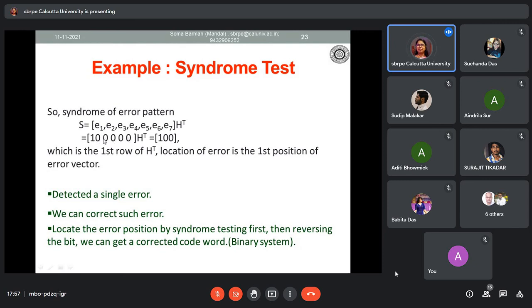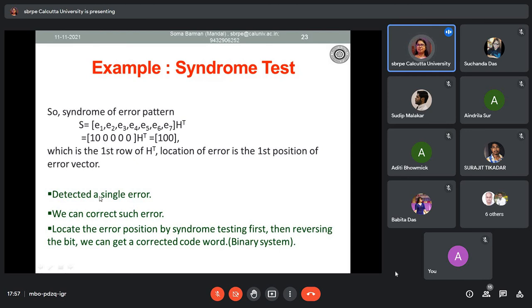So that means in the first position of your H matrix, there is an error. So the first bit of the error vector has an error. If we add this with your received vector, you can easily recover the bit, that means you correct the bit, or you just flip that bit. So you can easily correct that.